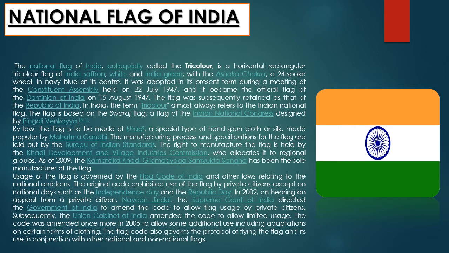The right to manufacture the flag is held by the Khadi Development and Village Industries Commission, who allocates it to regional groups. As of 2009, the Karnataka Khadi Gramodyoga Samyukta Sangha has been the sole manufacturer of the flag.